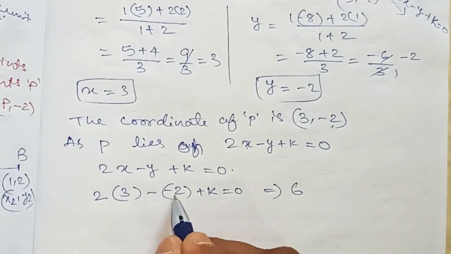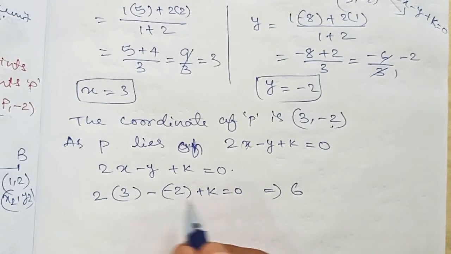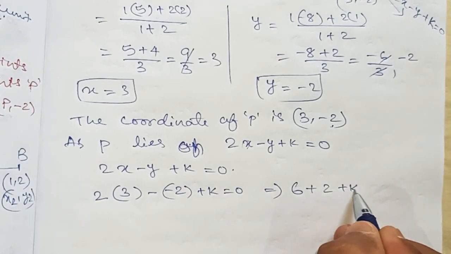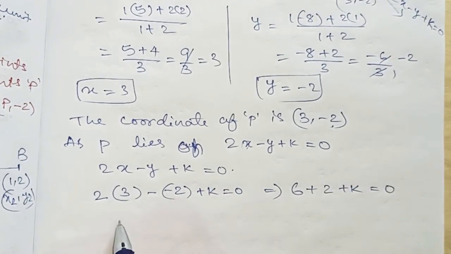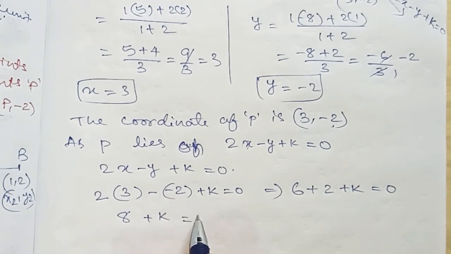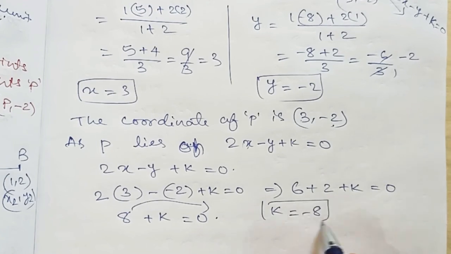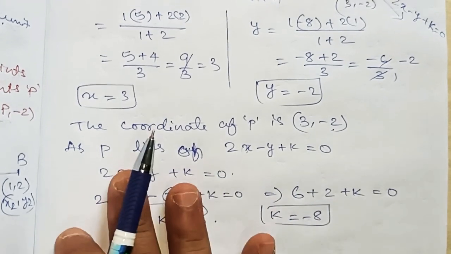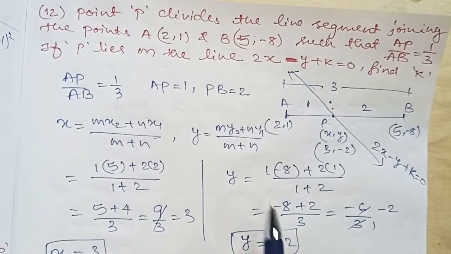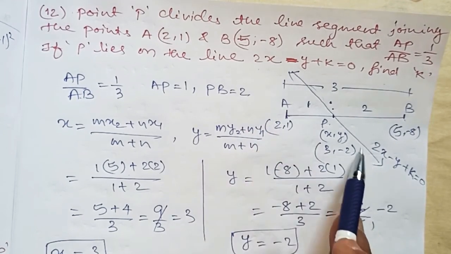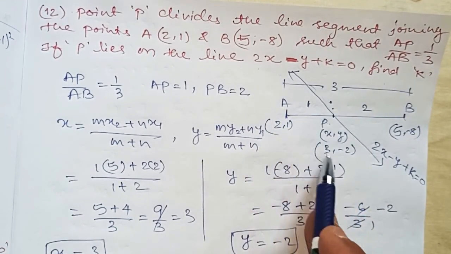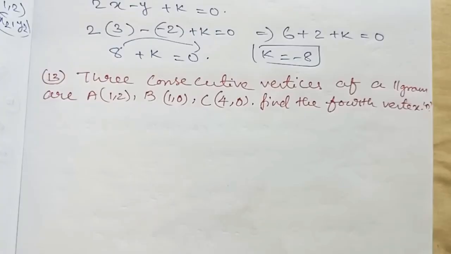This is 6 minus, plus, minus, minus, plus 2 plus k equals to 0. 6 plus 2 is 8. 8 plus k equals to 0. So k will be minus 8. So the value of k is minus 8. So whenever it is given that any point lies on the equation of another line, that point you substitute in that equation. Now question number 13.